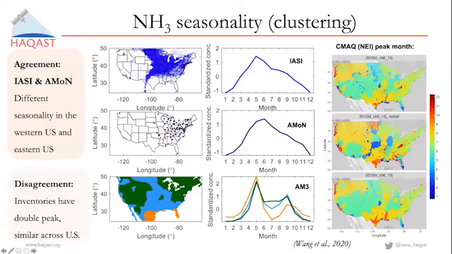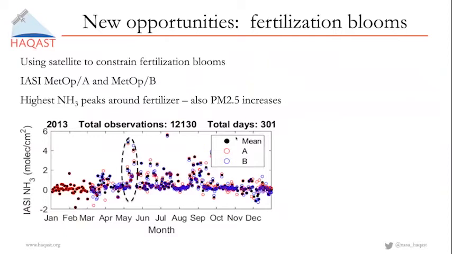So you can see this shows the peak month of the ammonia from various model implementations from the NEI and using CMAQ. And you can see, you don't see the general trends that you do with the satellite. So this is one way that satellite can really help constrain ammonia emissions. And then a new opportunity is, we just talked in the previous panel about can we see single day events?